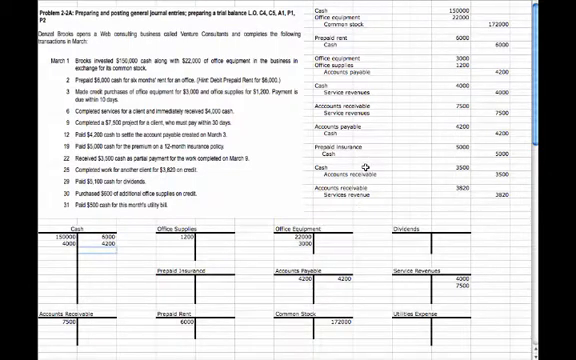The next entry here, we incurred prepaid insurance. So we're going to increase prepaid insurance by $5,000. We're going to decrease cash by $5,000. Then we have our cash account here where we're going to increase it by $3,500. And we're going to decrease accounts receivable by $3,500. And then accounts receivable here goes up by $3,820.